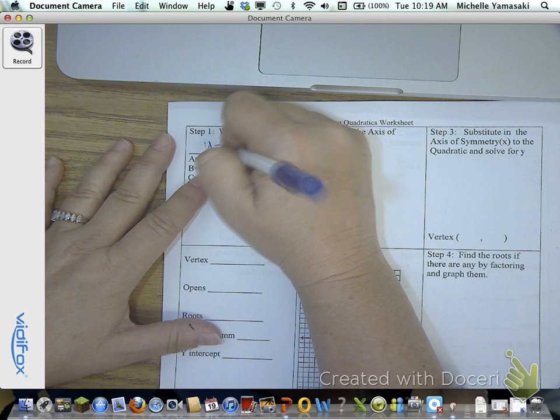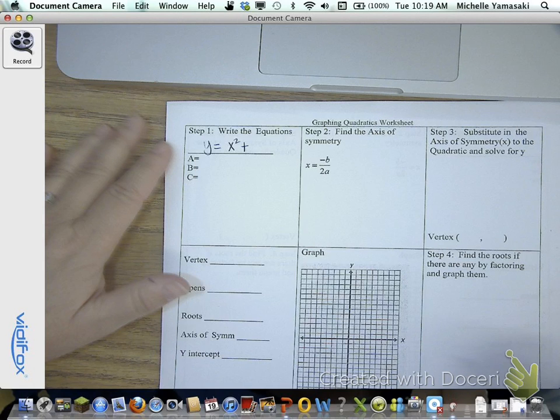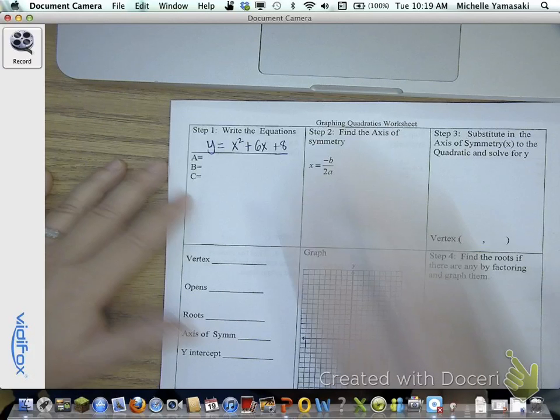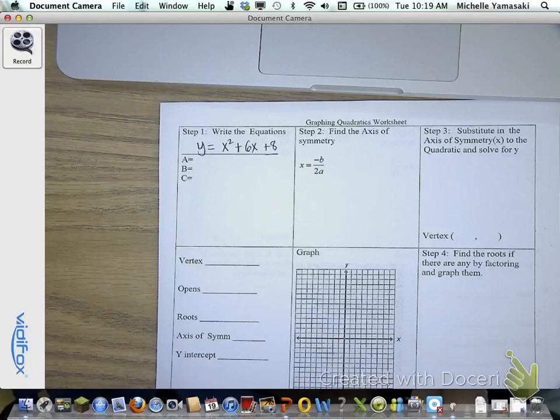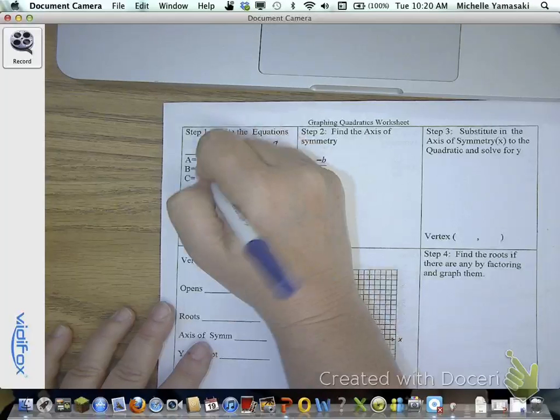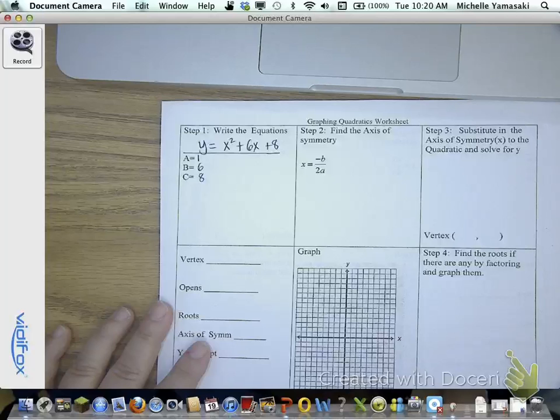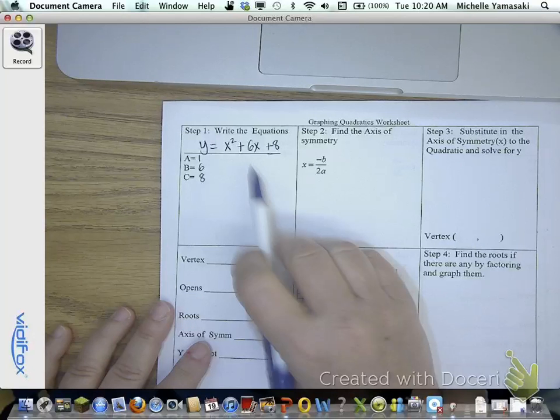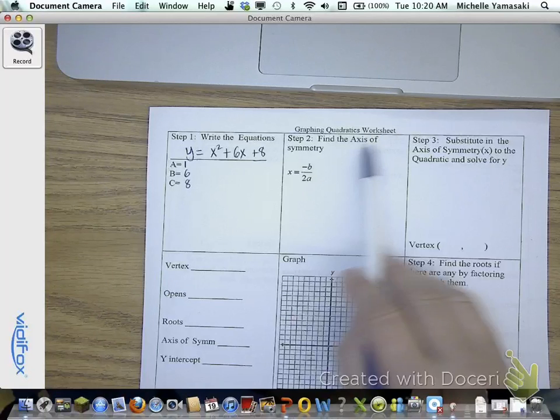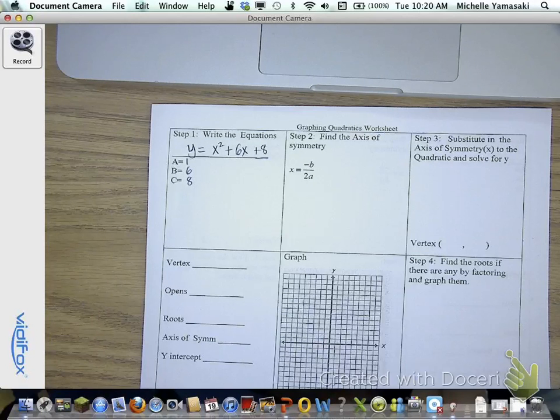Okay, so step 1, I want you to identify your A, B, and C. Who can tell me what the A, B, and C is? The A is 1, the B is 6, and the C is 8. Okay. Next step. Notice the worksheet's telling you everything you have to do. Step 2. Find the axis of symmetry. So what am I substituting in here?